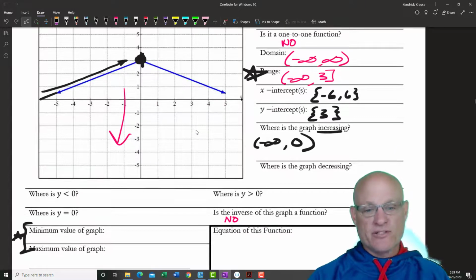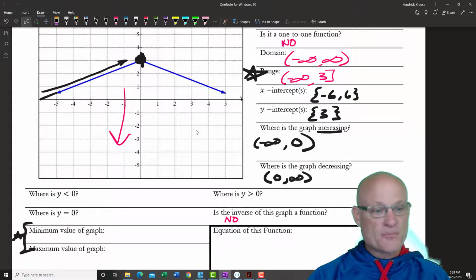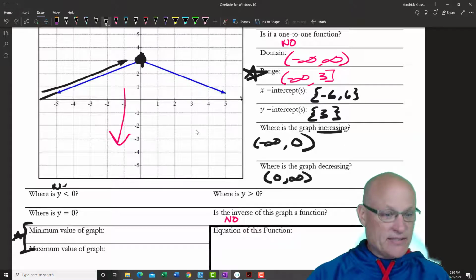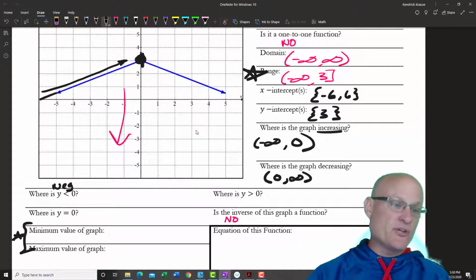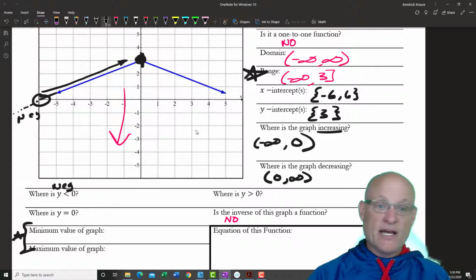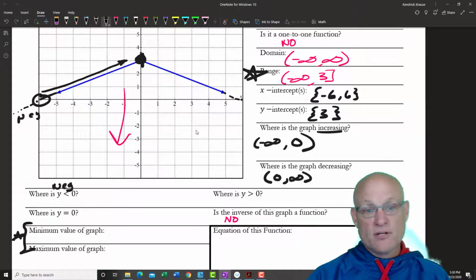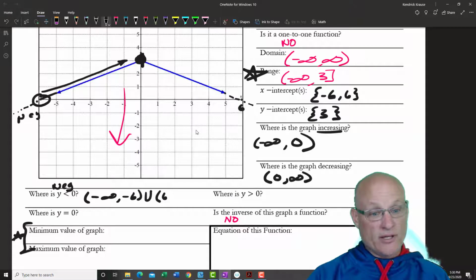All right, where is it decreasing? Starting at 0, going to positive infinity. Where is it negative? Well, if you extended this out here, after -6, it's negative. And after positive 6, it's negative. So where is it negative? From negative infinity to -6, or from 6 to positive infinity. That one's a kind of a tricky one.